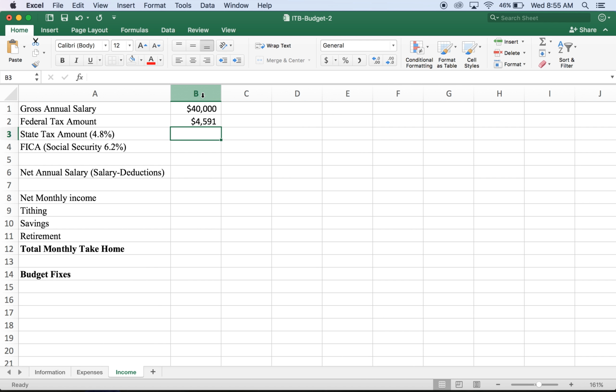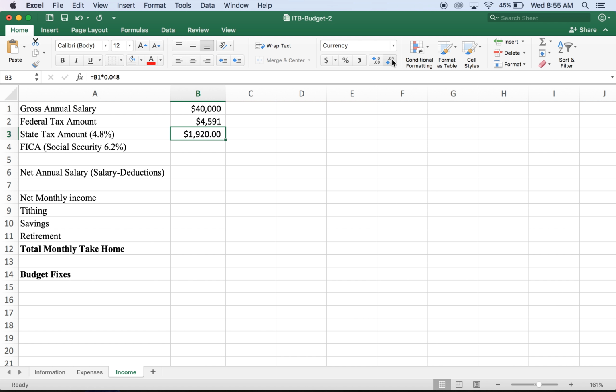The state of Kansas just charges a state income tax, and that state income tax is at 4.8%. So again, when we multiply by percentages, we're going to move that decimal 2 places. So we will start out with, we will hit equals B1, which is our gross annual salary, and we will multiply that by 0.048, and that is going to calculate that I will pay to the state of Kansas for state income tax $1,920. Too many decimals on there.